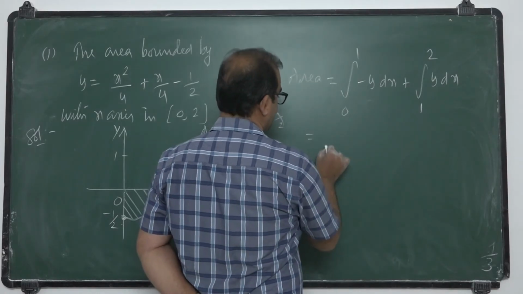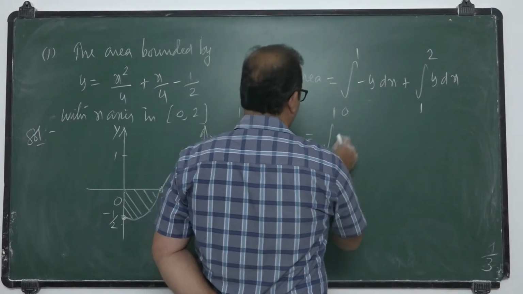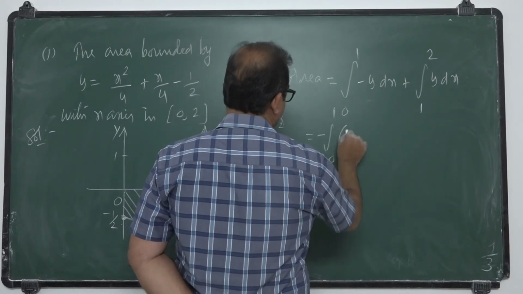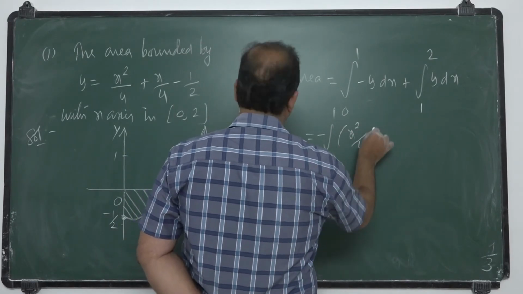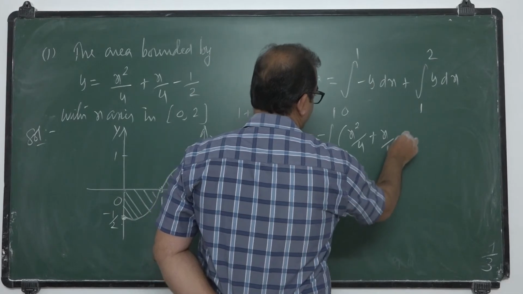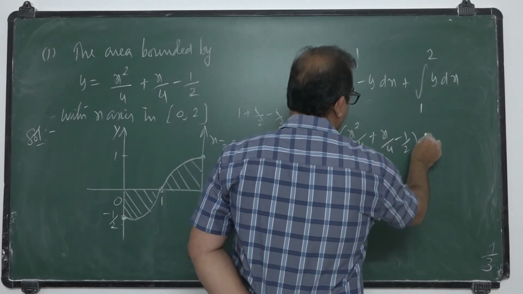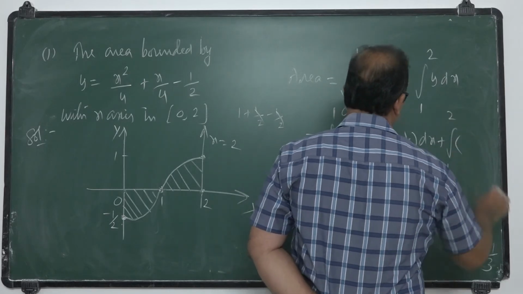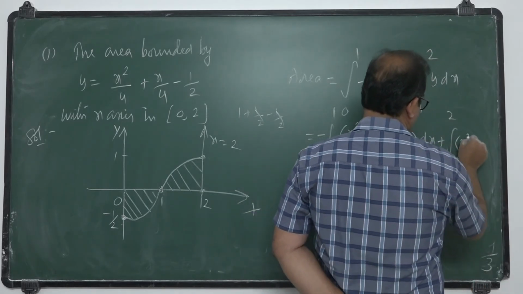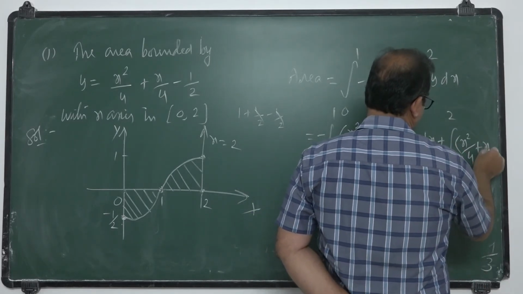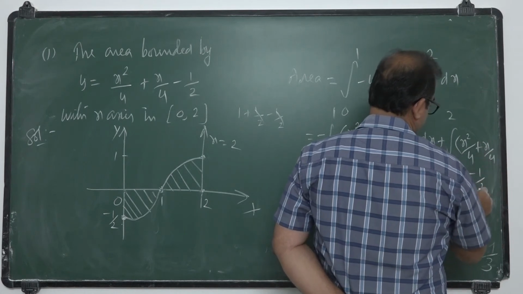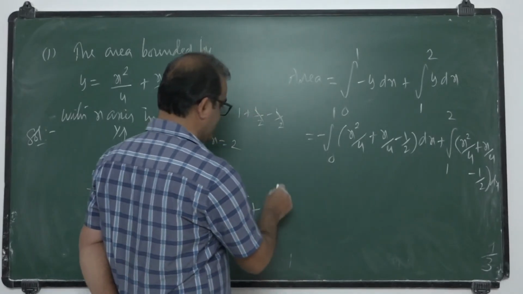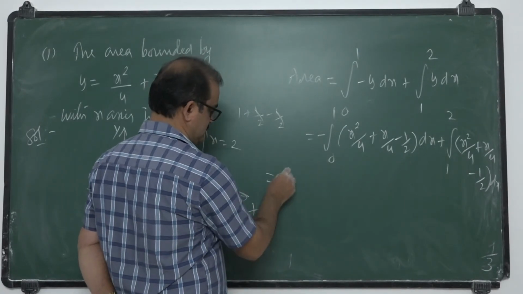Okay, integral 0 to 1, take minus common, y dx, y is x square by 4 plus x by 4 minus 1 by 2 into dx, plus integral 1 to 2, x square by 4 plus x by 4 minus 1 by 2 into dx. Now integrate and apply the limits.